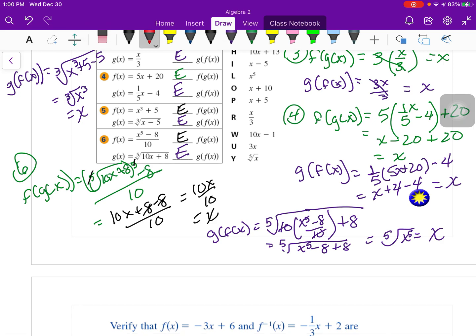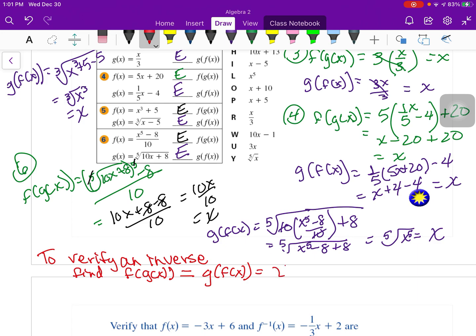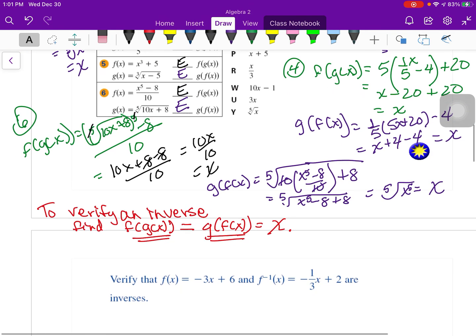So let's just write that down. To verify an inverse, find f of g of x, and it should be the same as g of f of x, which means they both should equal x. You must do both ways and get a value of x from it for it to be an inverse of each other.